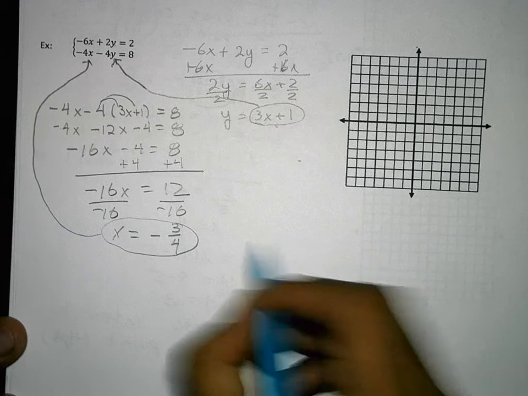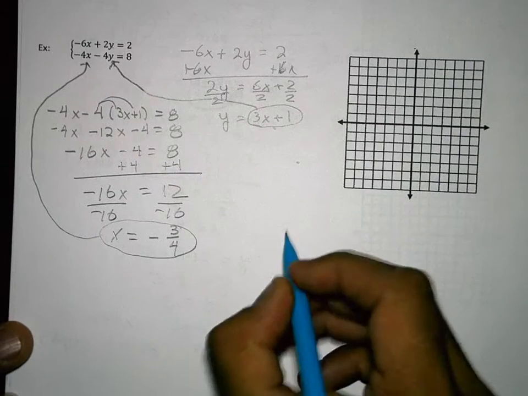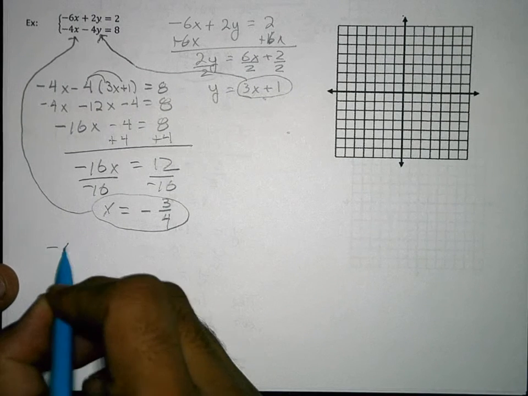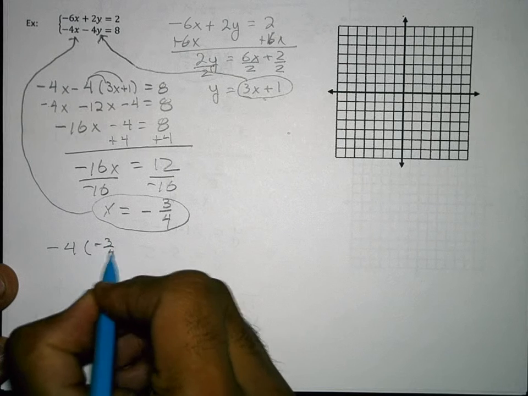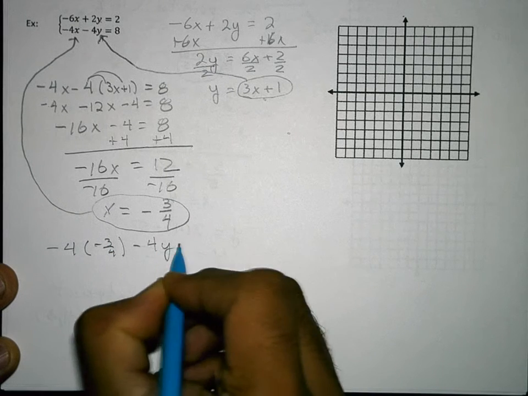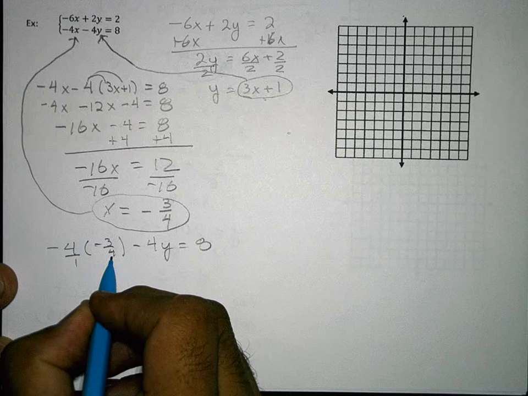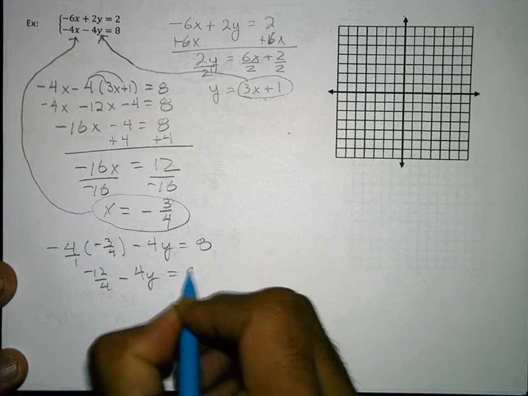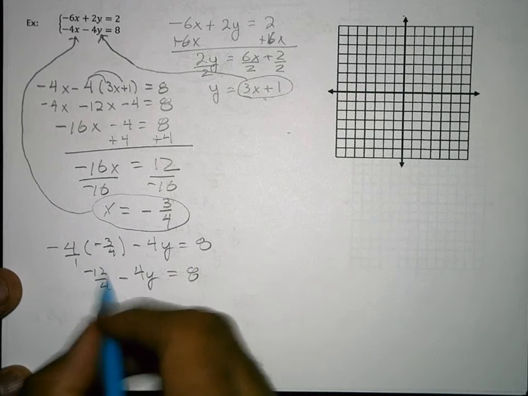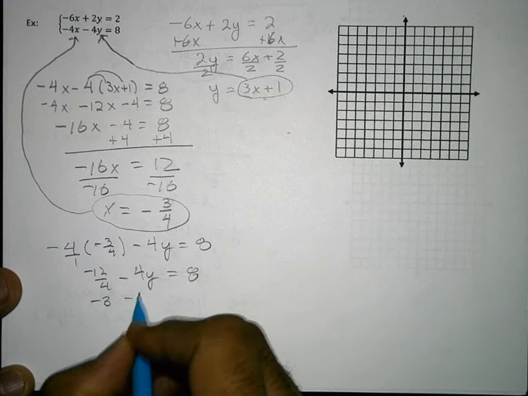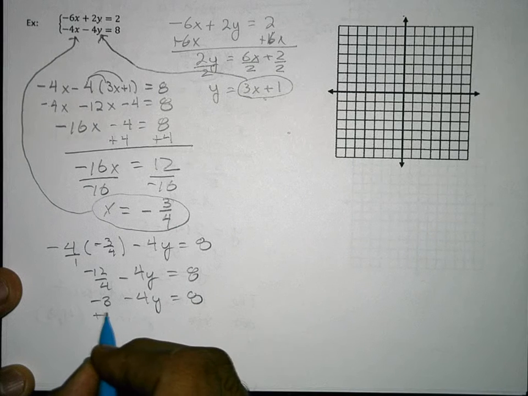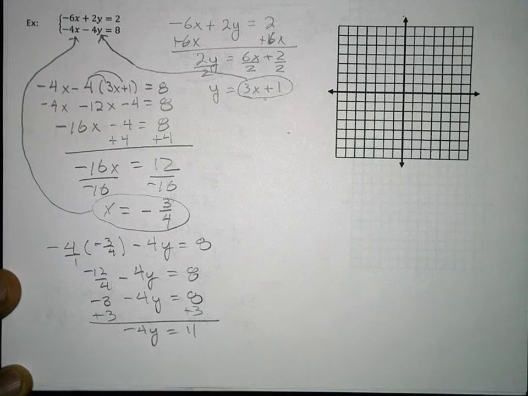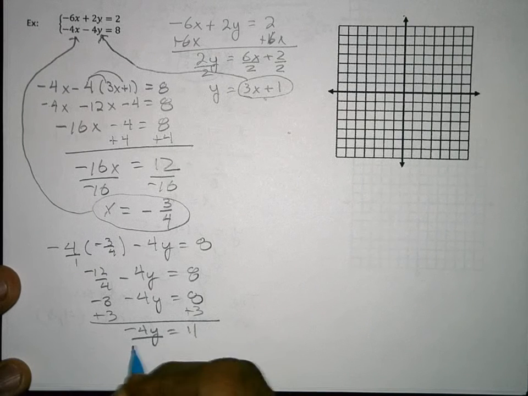So I'm going to do that right here. Let me see if I can move this up a little bit. Negative 4 times negative 3 over 4 minus 4y equals 8. And this is going to be pretty nice because I'm going to be able to reduce these. So I'm going to get negative 12 over 4 minus 4y equals 8. I'm going to divide these and I'm going to get negative 3 minus 4y equals 8. I'm going to add 3 to both sides, and that equals 11. Divide by negative 4 on both sides.